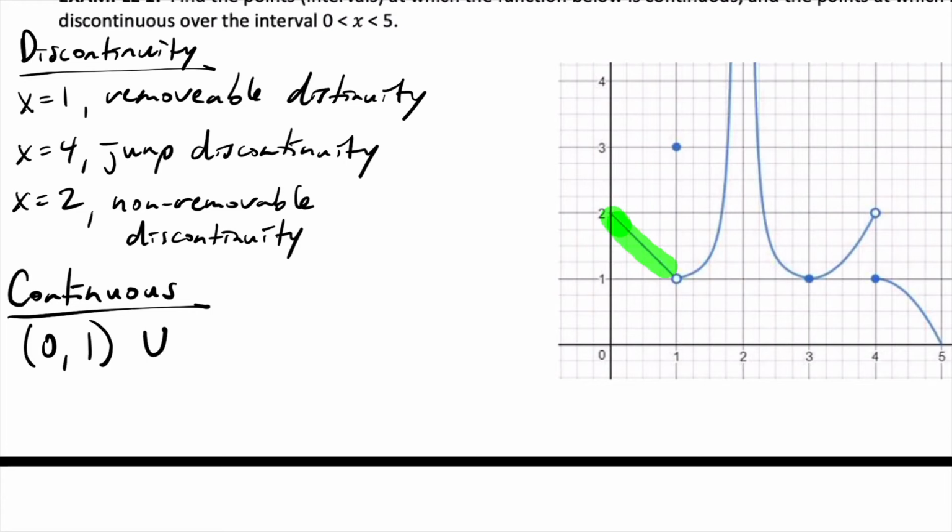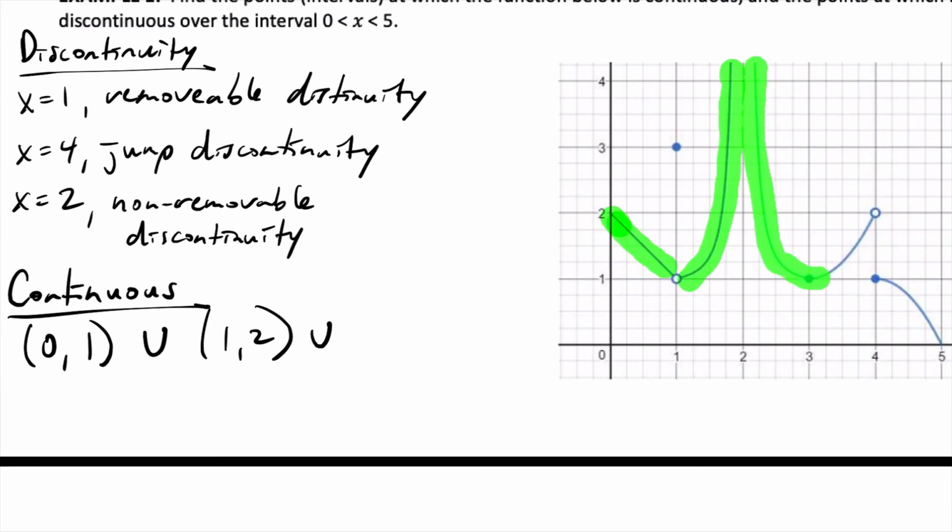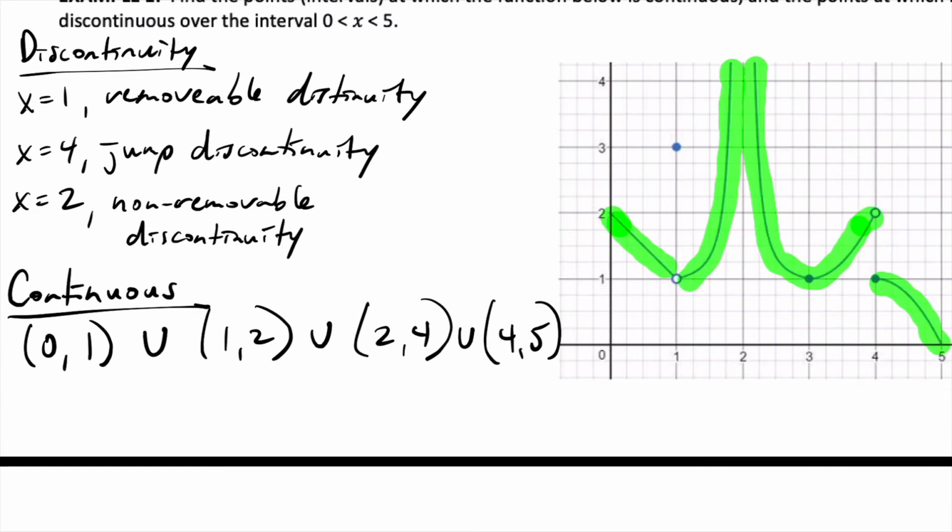After 1 to what? To 2, right? Parentheses, 1, comma 2. Don't include 2, don't include 1, but everything in between. Good. And then we pick up at 2 and go to what? 4. Pick up 2, go to 4. And then after that, we pick up at 4 and go to 5 because that's where it said the interval ends. 4, comma 5. There you go.